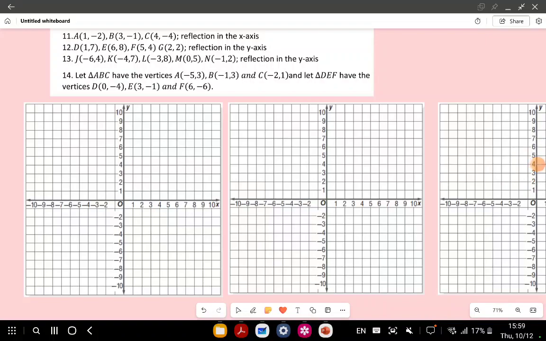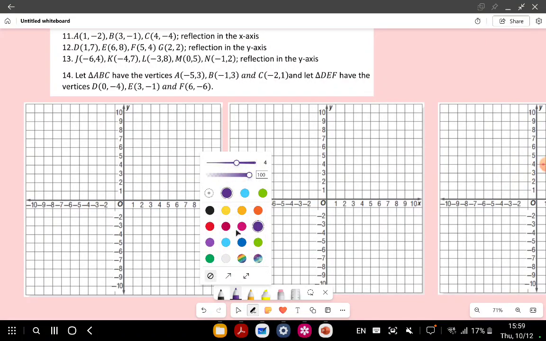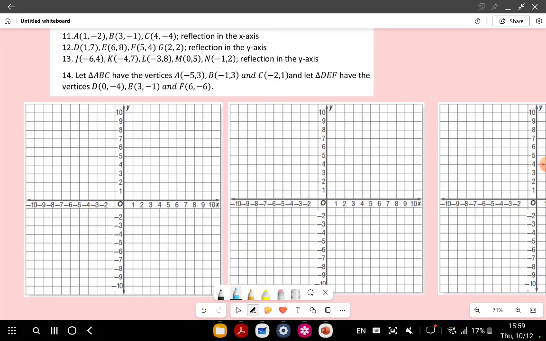All right, question 11. Let's draw our pre-image in blue. So A is 1, negative 2. That's point A. B is 3, negative 1. That's over there, point B. And C is 4, negative 4. That's over here. Really tiny triangle. We're going to reflect about the x-axis.